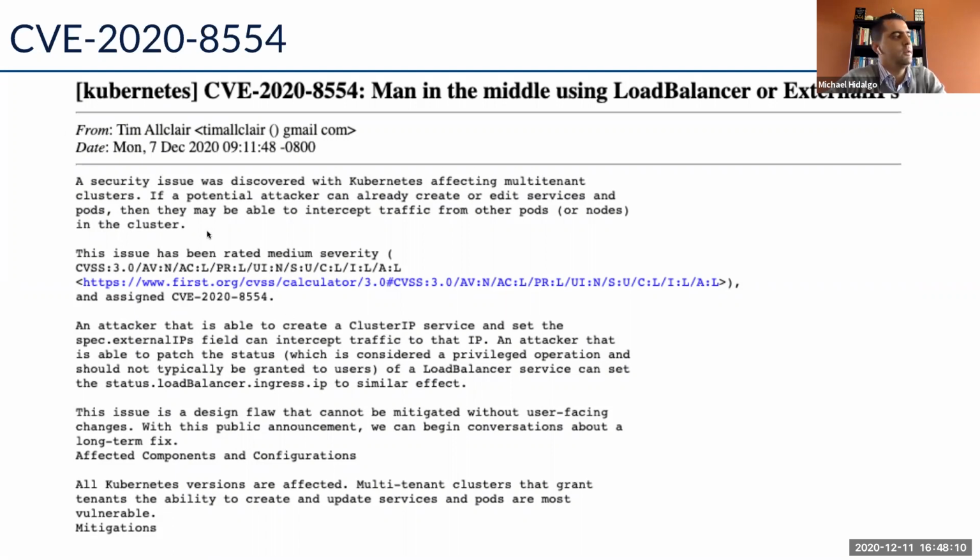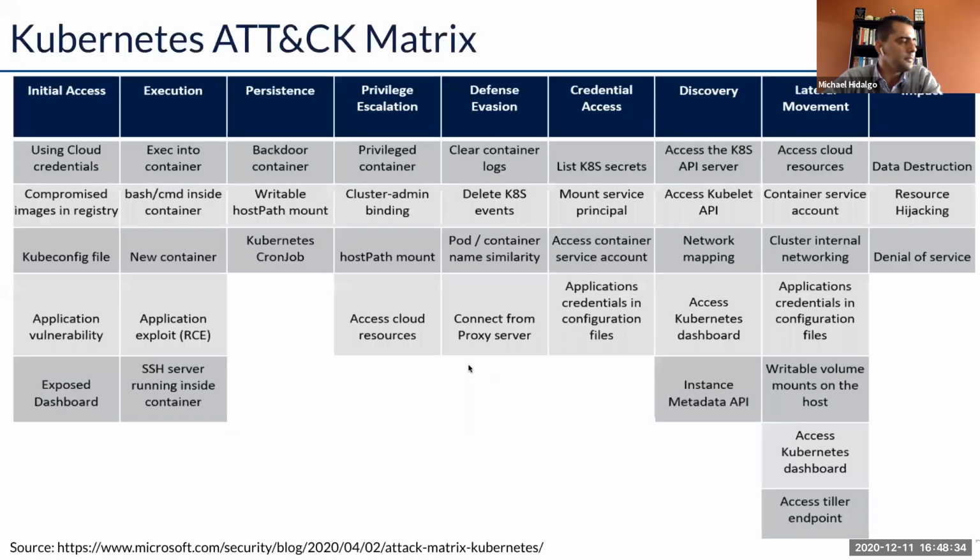There is a good description about that, so you can take a look at it offline. That would be great. But basically, a security issue was discovered with Kubernetes affecting multi-tenant clusters. If a potential attacker can already create or edit services and pods, then they might be able to intercept the traffic from pod to pod. So there is a potential avenue for an attacker to do man in the middle by using this kind of configuration.